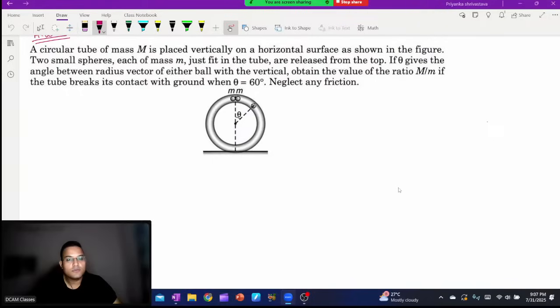The tube will not start to move; the tube is stationary. At that point it breaks contact with the ground. It will break contact with the ground upwards, means it will lift off. The tube will try to lift off. How, sir? That is what you have to think.